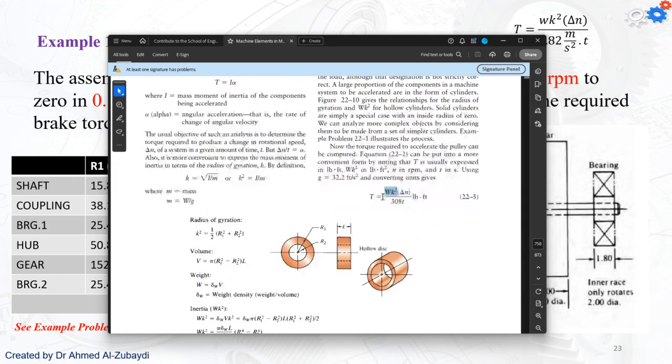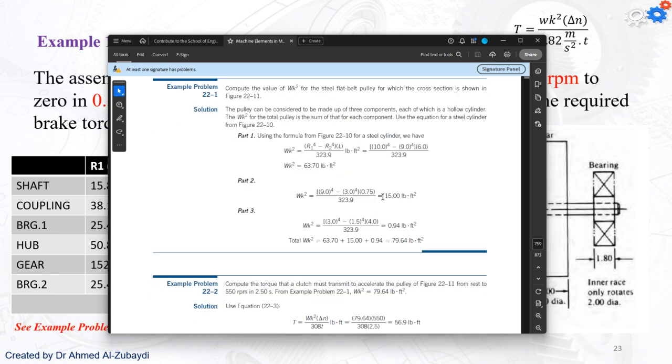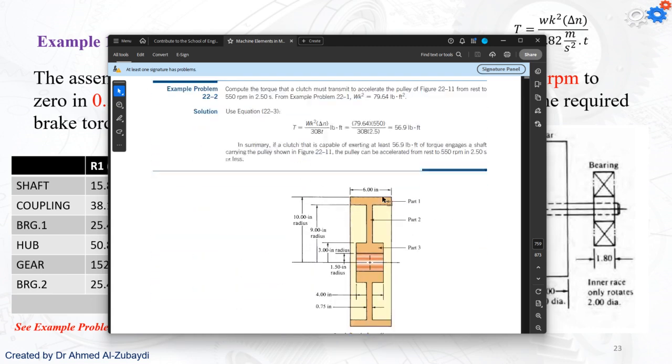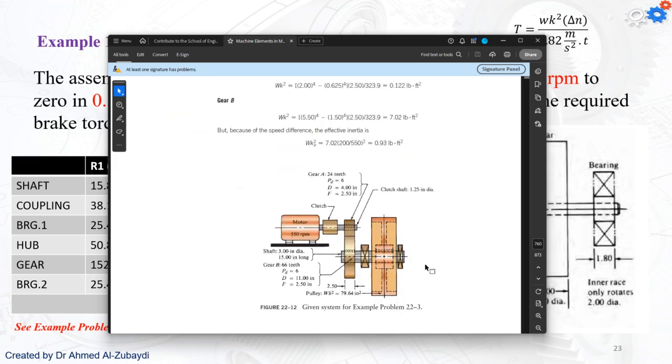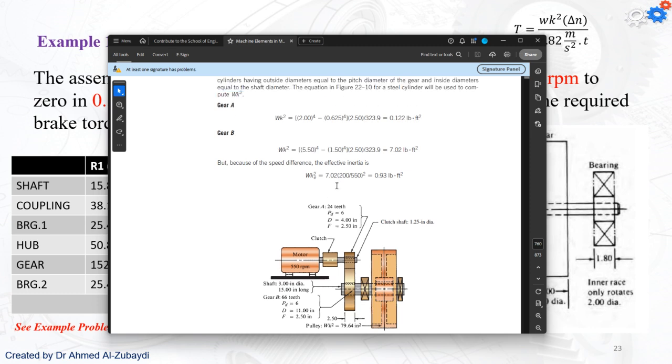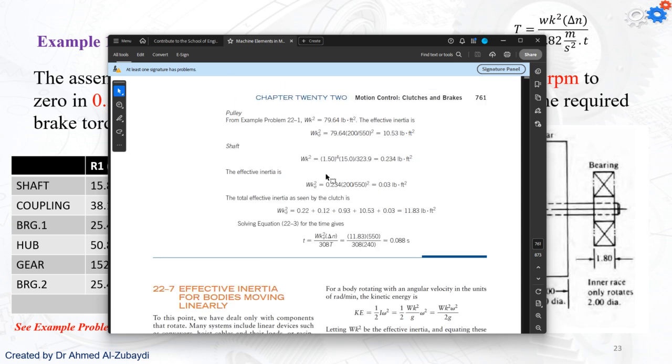The calculation of the WK square for different types of machinery can be given. For example, you can have a look at how they did this example. You can see they start to calculate for gear A, for gear B, for the shaft, and for the other parts until you have the total WK square. And then they use it with the known torque to find the time for stopping. Here we're going to use it to find the torque.